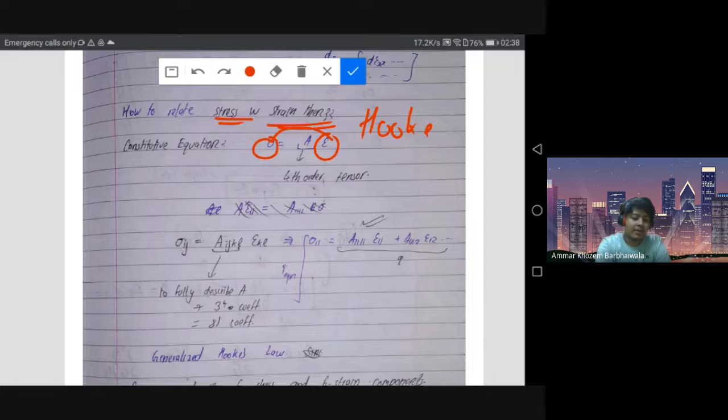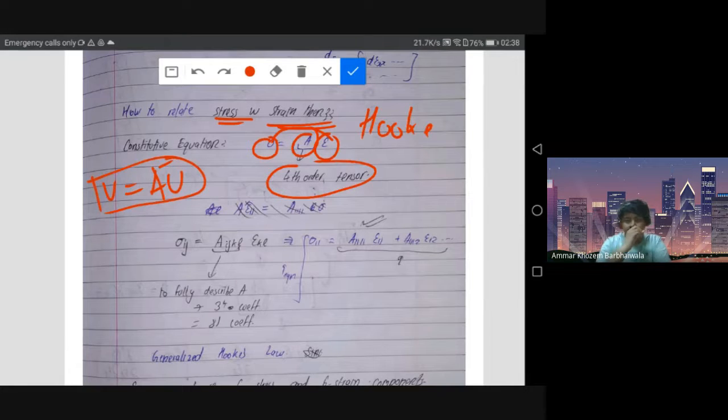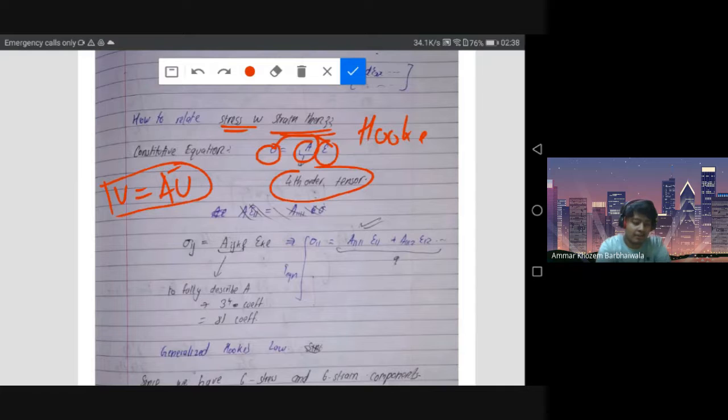But unfortunately, to relate a tensor with a tensor linearly, we need a fourth order tensor. As we did for vectors, to relate one vector v with u, we applied v equals Au, where A was a second order tensor. So to map two second order tensors, we need a fourth order tensor, which has components with indices i, j, k, and l.